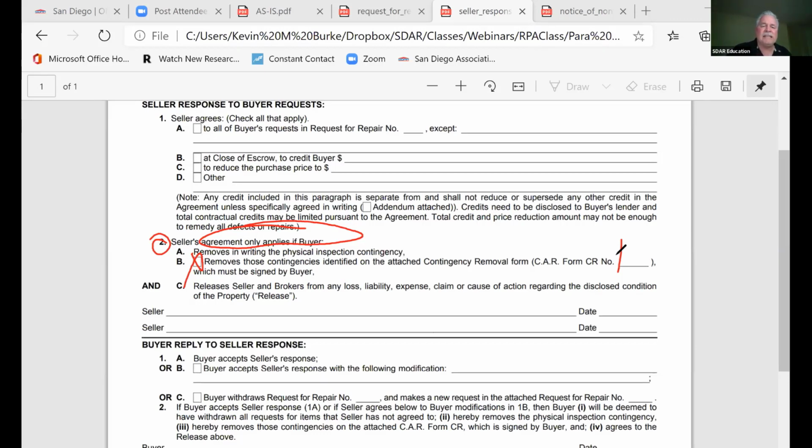All right, and then C, and this is an and statement. C releases the seller and the broker from all that happiness. You hold us harmless, you won't sue us, that kind of thing. Okay, everybody good with that so far? Okay, got a question.